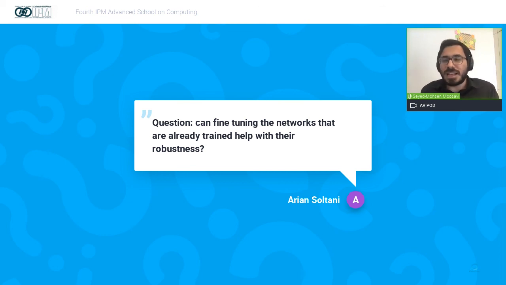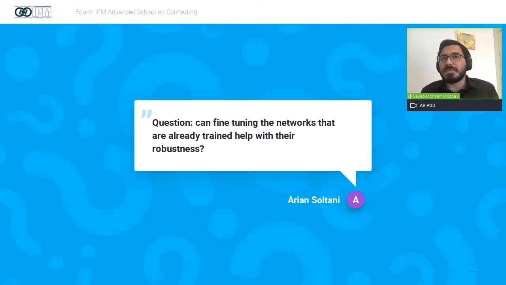But personally, I see that there might be some potential. It's always fascinating to bring methods from other areas of research and try to apply them to problems in machine learning. But I'm not familiar with the literature there, so I cannot say more than that.